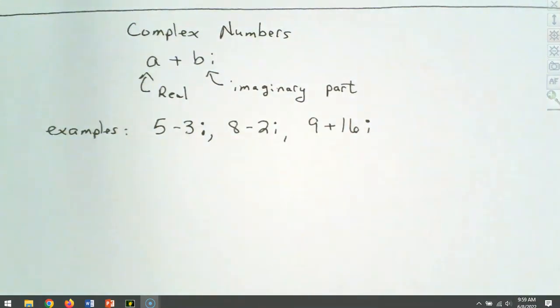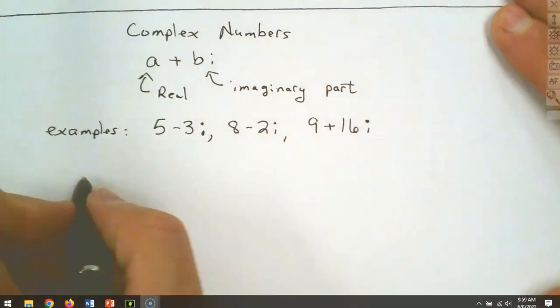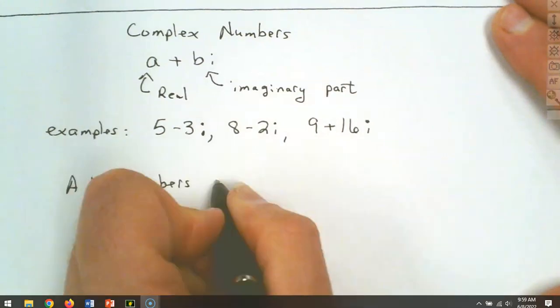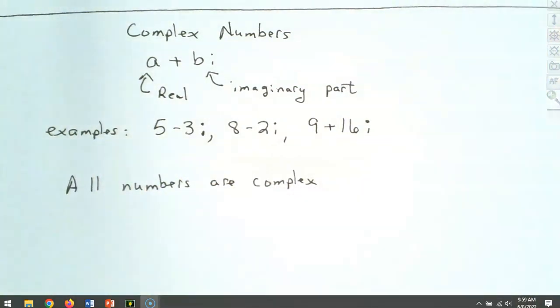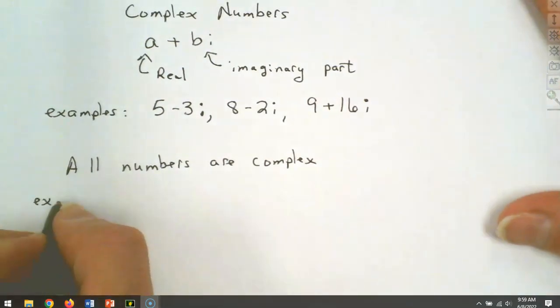And now we're going to classify numbers. So we're going to add some new classifications. When we classify numbers, we start at the very top. At the very top, we have what are called complex numbers. And all numbers are complex. They may or may not have both a real part and an imaginary part, but every number is complex.